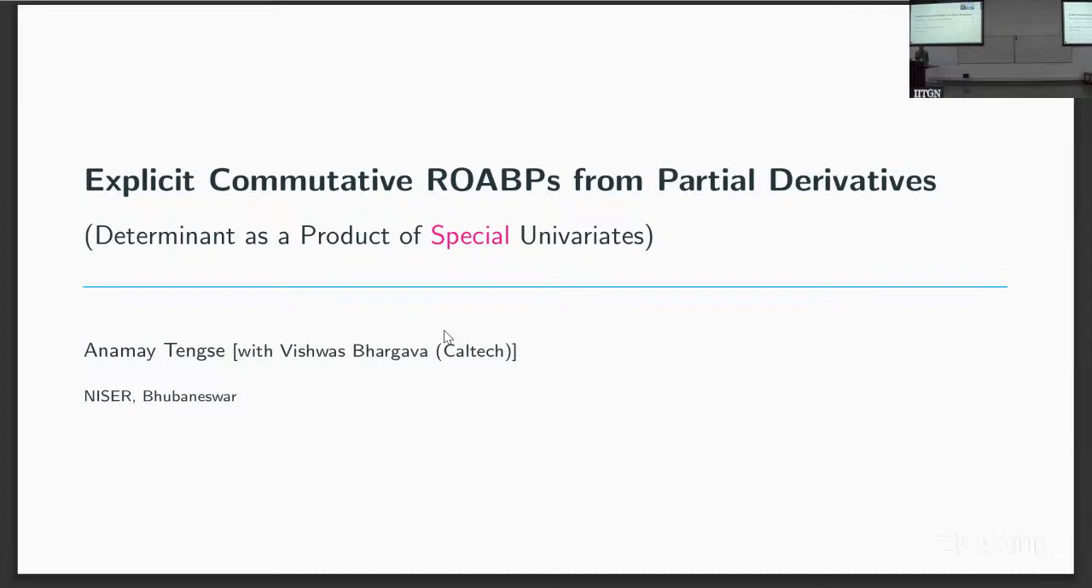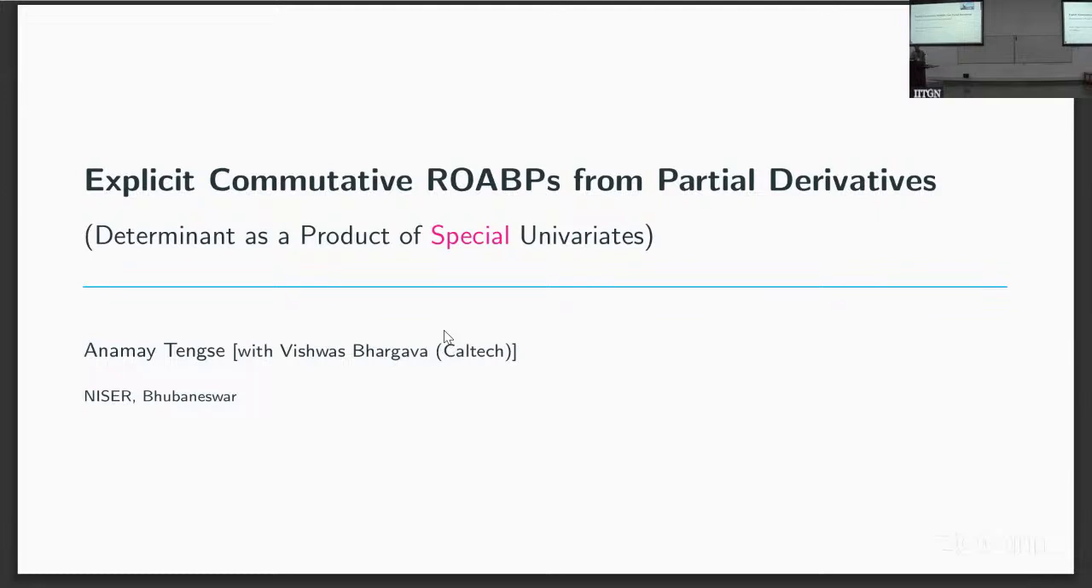Okay, so thanks, Bireshwar, for the introduction. In complete contrast to the previous talk, the math behind all these results is quite deep, so I will not go into the math. I'll try to convey the intuitive ideas to you.